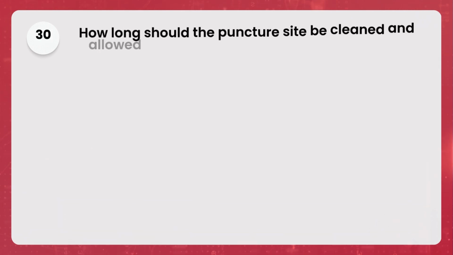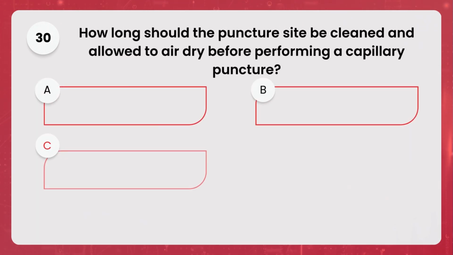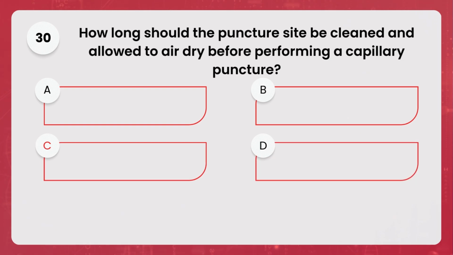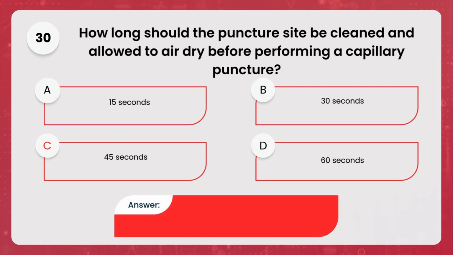Number 30. How long should the puncture site be cleaned and allowed to air dry before performing a capillary puncture? A, 15 seconds, B, 30 seconds, C, 45 seconds, or D, 60 seconds. The answer is B, 30 seconds.